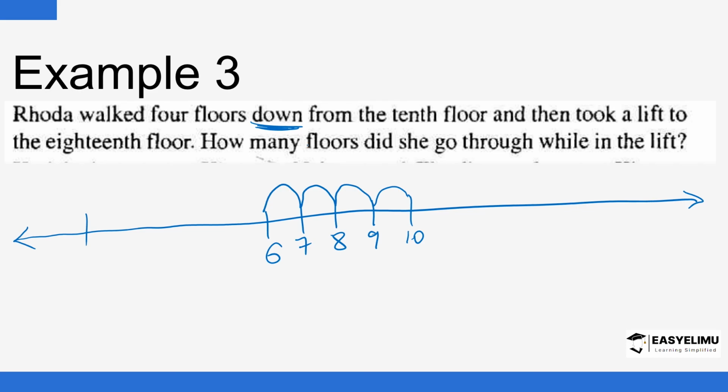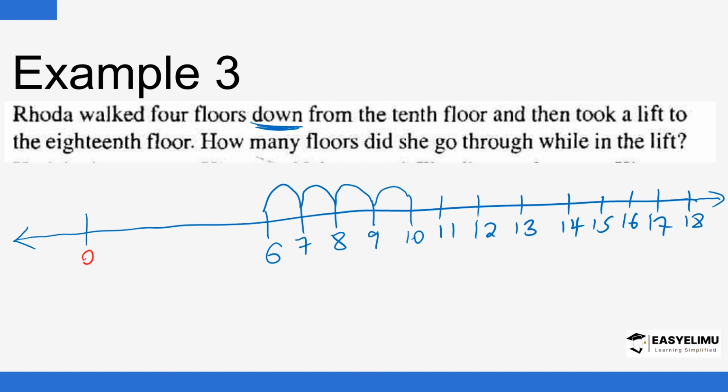So that is 4 floors down from the 10th, and then took a lift to the 18th floor. So we have 11, 12, 13, 14, 15, 16, 17, and then we have 18. So the question is, how many floors did she go through while in the lift? The lift is starting from floor number 6. Remember, they started from 10 going down.